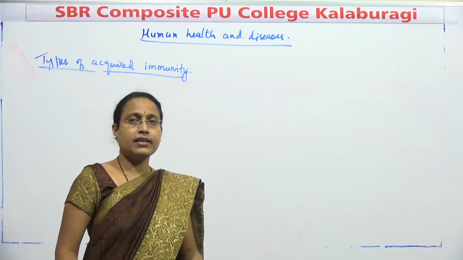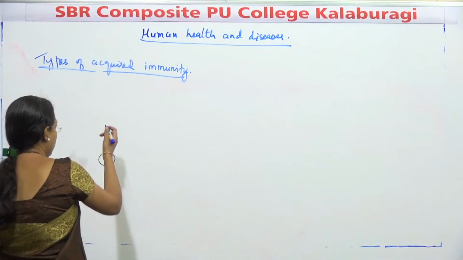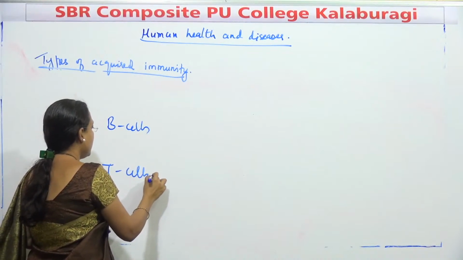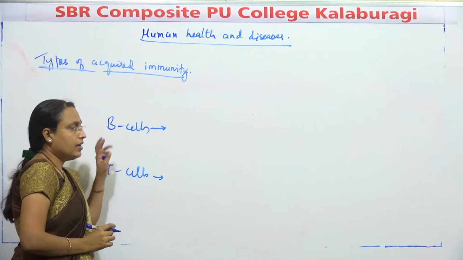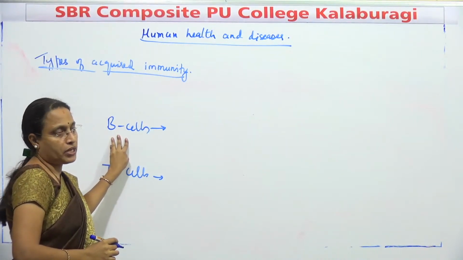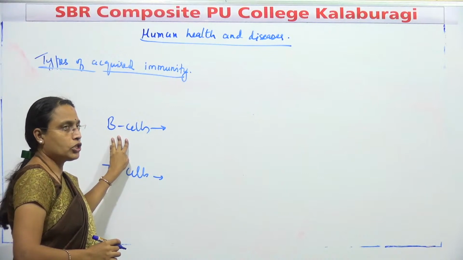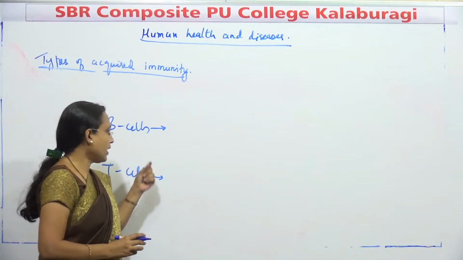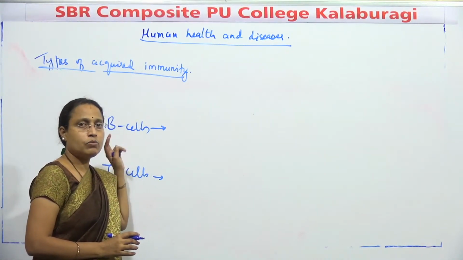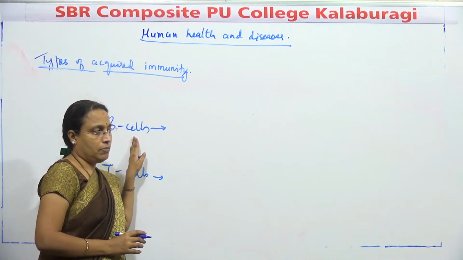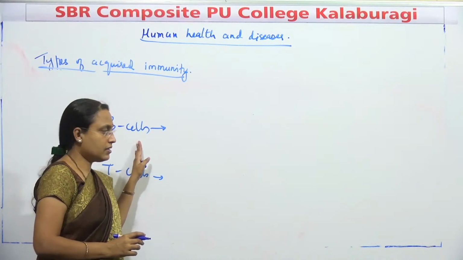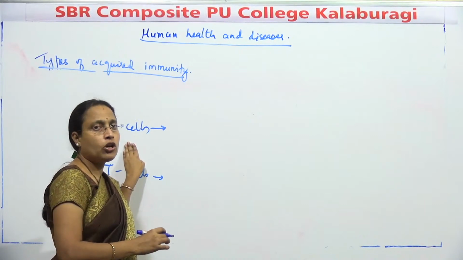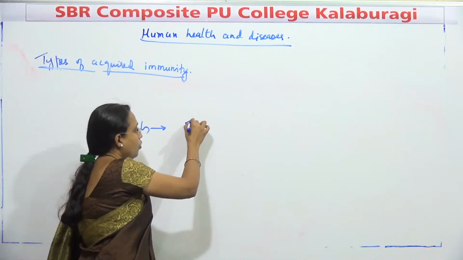Since these two cells are commonly mentioned, I'm going to explain about the B cells as well as the T cells. B actually stands for bursa of Fabricius, and the maturation will be in the bone marrow. Most blood cells arise from the stem cells. B cells arise in the bone marrow and mature in the bone marrow. So the origin is bone marrow.